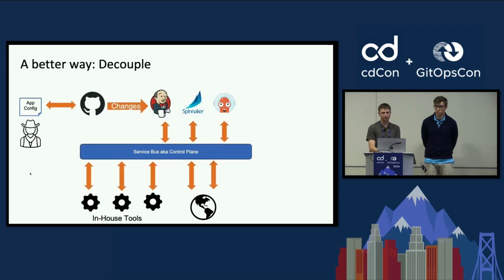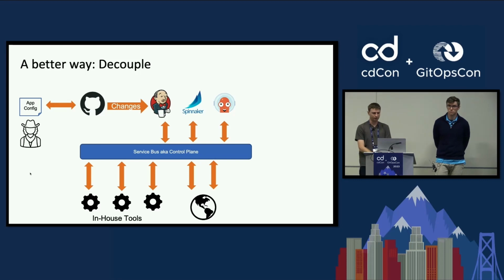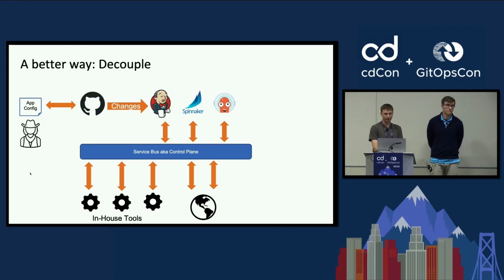So what would our ecosystem look like with a service-oriented architecture? At the center, we'd have our service bus, or what we call our control plane. At the bottom, we'd have capabilities added by both our in-house tools and cloud providers. At the top, we have our various software lifecycle tools, which make use of these capabilities, and they're exposed via the control plane.